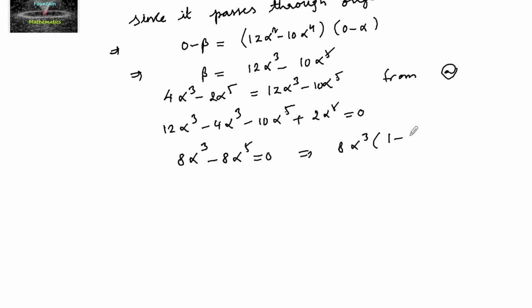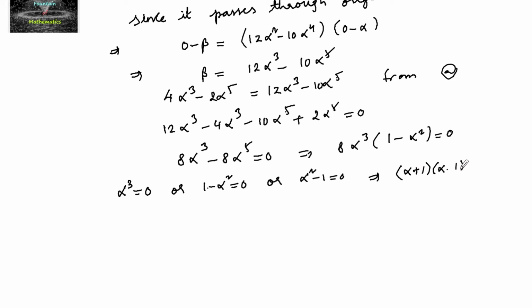So we get 8 alpha^3 times (1 minus alpha^2) equals 0. So alpha^3 is equal to 0, or 1 minus alpha^2 equals 0, that is alpha^2 minus 1 equals 0. So (alpha plus 1)(alpha minus 1) is equal to 0, that is alpha is equal to plus or minus 1. So we got three values: alpha is equal to 0, alpha is equal to plus 1, and alpha is equal to negative 1.